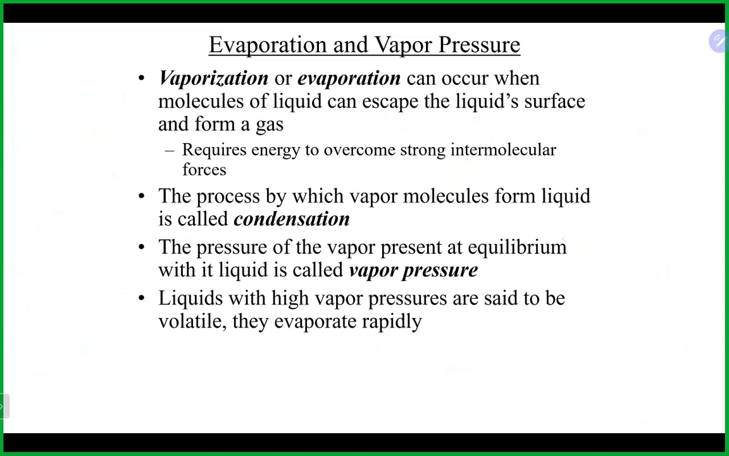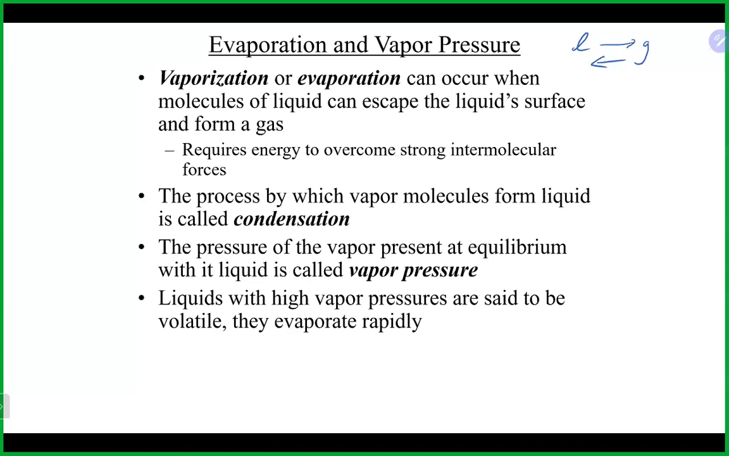So evaporation and vapor pressure, as we talked about, evaporation or vaporization is the process as we go from liquid to gas. So going from the liquid phase to the gas phase, that is evaporation. Obviously, condensation is going in the other direction, from gas back to liquid. The pressure of the vapor above the liquid is what is known as the vapor pressure. Liquids with high vapor pressure are said to be volatile.